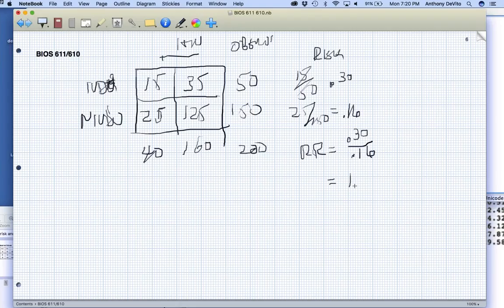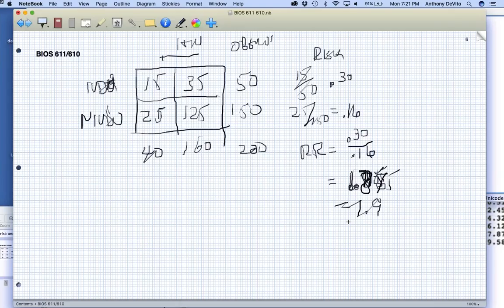That's going to come out to roughly about 1.8 or something like that. Okay, I'm sorry, it's 1.875. Okay, I'm going to round it off to 1.9. What does this tell us? This tells us that if you're an IV drug user in this population, you're 1.9 times, you're almost twice as likely to be HIV positive than if you're not an IV drug user, right?